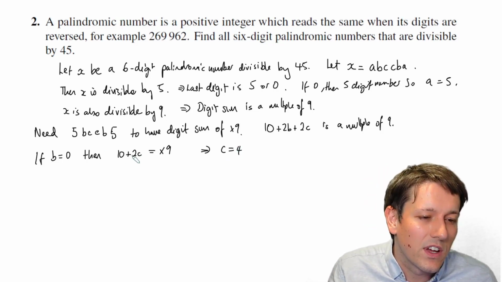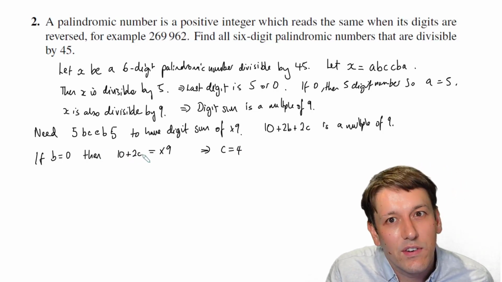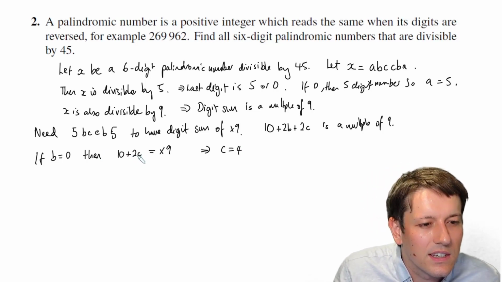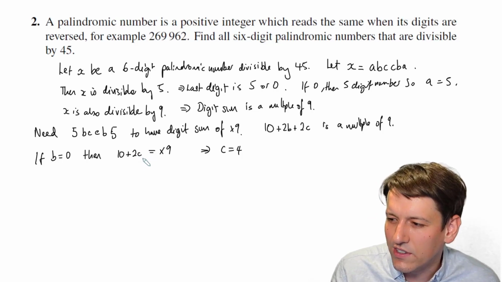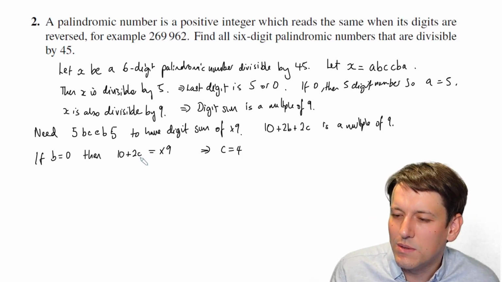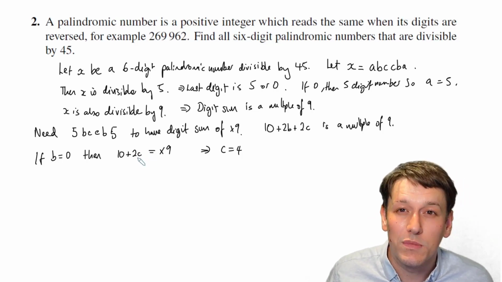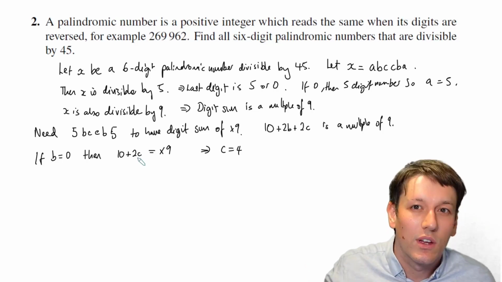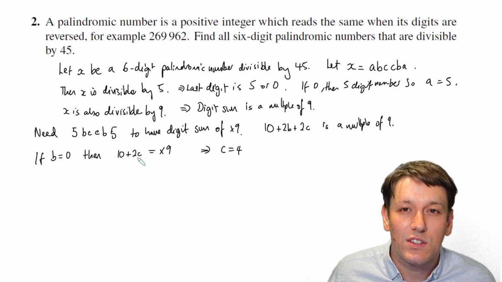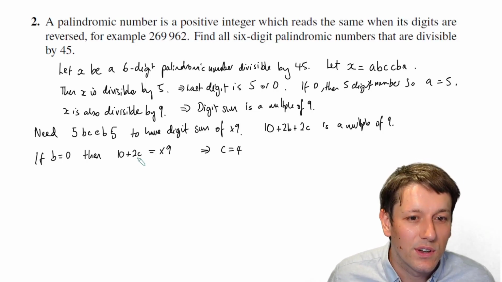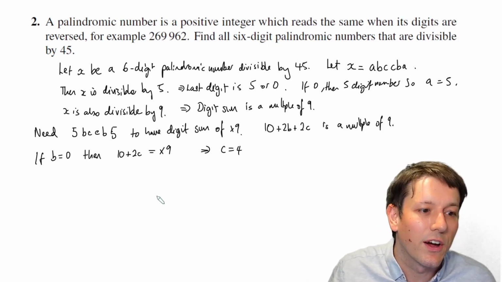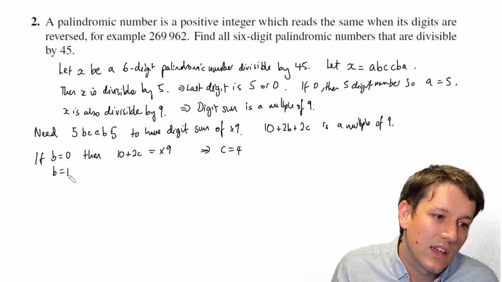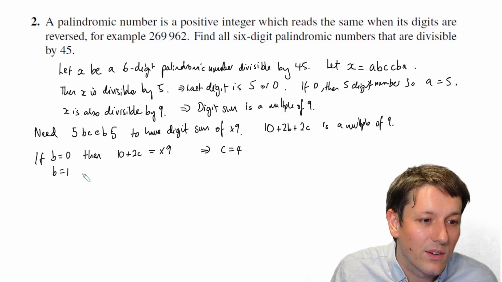Well, the multiple of 9 below that is just 9, that clearly doesn't work. And if I go up to 27, I'd need 2 times c to be 17, so that's not going to give me a whole number for c. And if I go beyond that, I'm going to go outside of the range of digits from 0 to 9. So we just get that as the option, and then we just go through all the others doing the same thing.